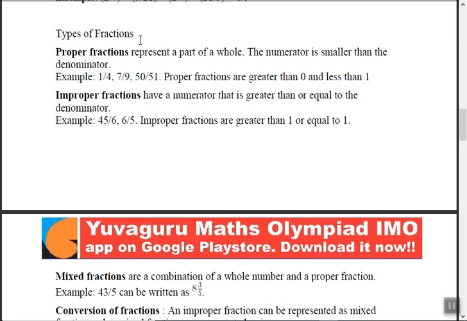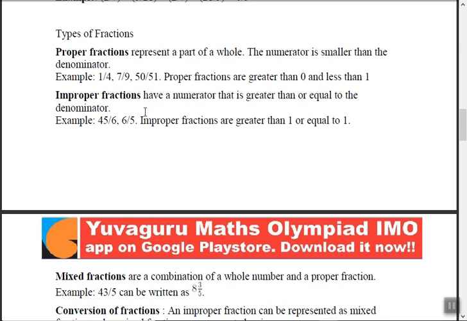Types of fractions. First, the proper fraction. Proper means very simple: the numerator should be less than the denominator. A proper fraction represents part of a whole. Part of a whole means what? There are 9 equal parts in the denominator and we are selecting 7, so it is a part of those 9. The numerator is smaller than the denominator. Now, the reverse is improper.